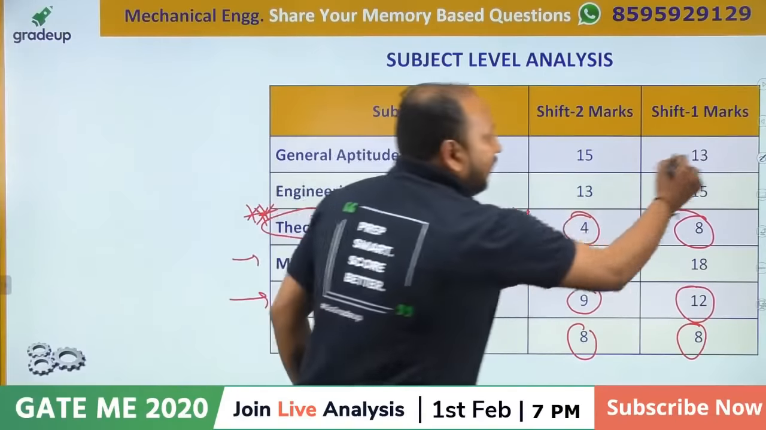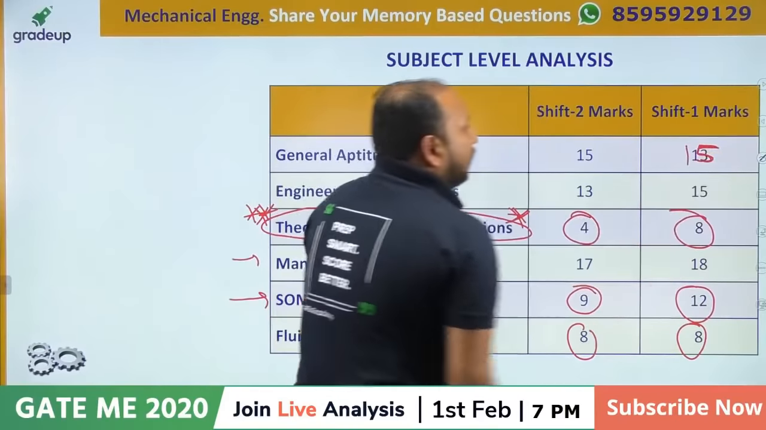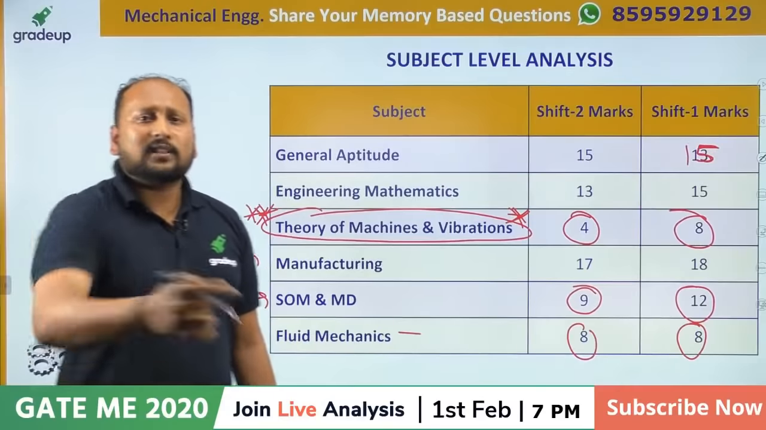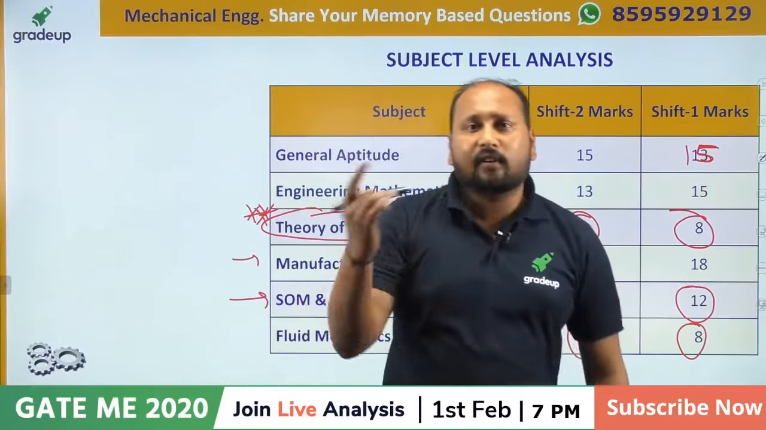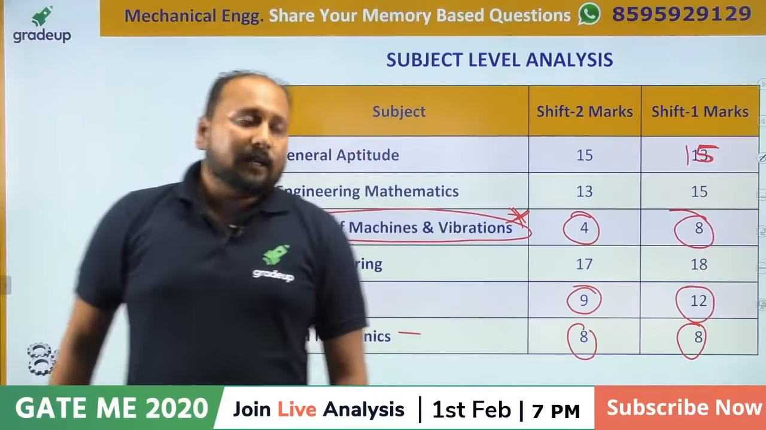There is one rectification, it was 15 in shift 1 and shift 2 was the same. Because every year they have the same weightage, 15 and 15 for GA and mathematics.